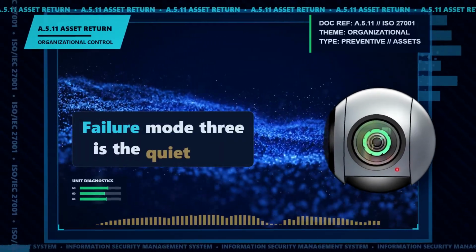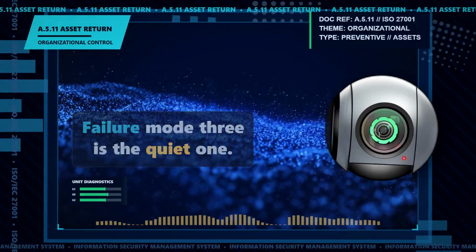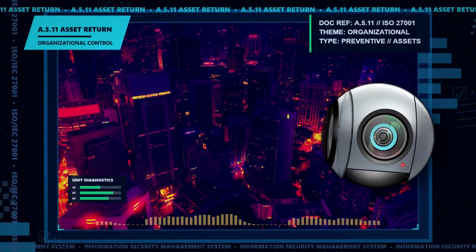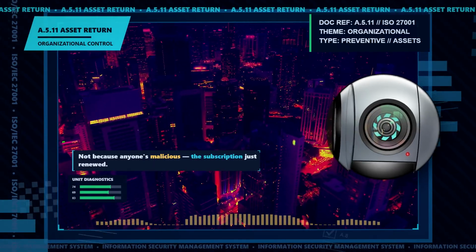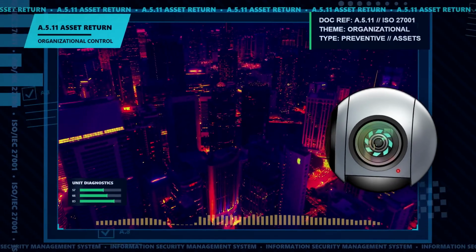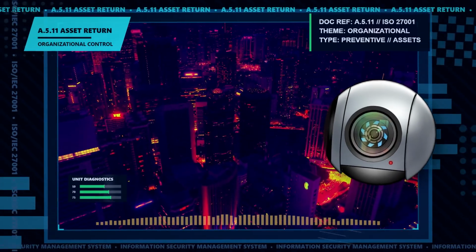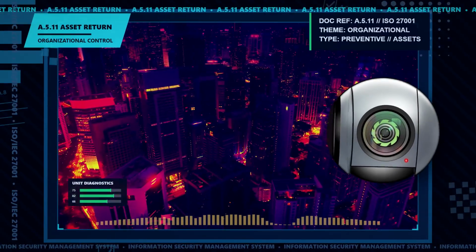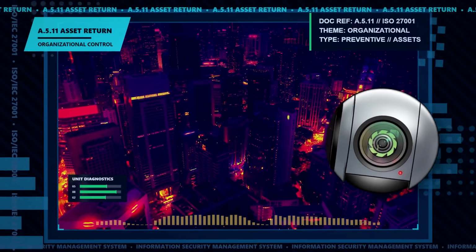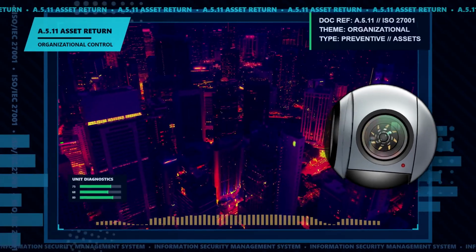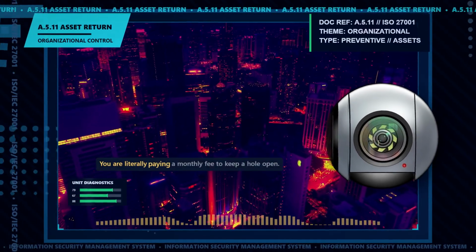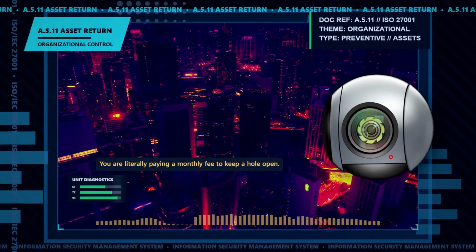Failure mode 3. And this is the quiet one. Accounts still live months later. Not because anyone's malicious, because the subscription renewed automatically and nobody wanted to break the integration. So you're paying for a seat for a person who does not work for you, whose password is in a browser they no longer use, on a machine you can't see. You are literally paying a monthly fee to keep a hole open.